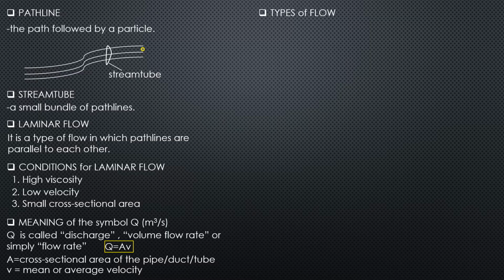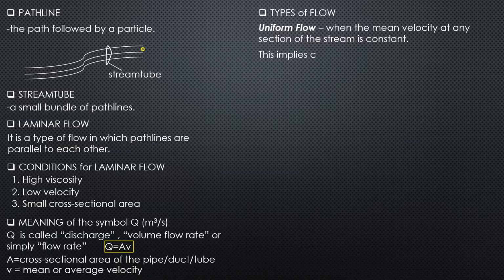Types of flow. One is the uniform flow, when the mean velocity at any section of the stream is constant. So the term uniform flow must be associated with constant mean velocity at any section of the stream. Then this implies constant cross-sectional area for the mean velocity of flow to be constant.